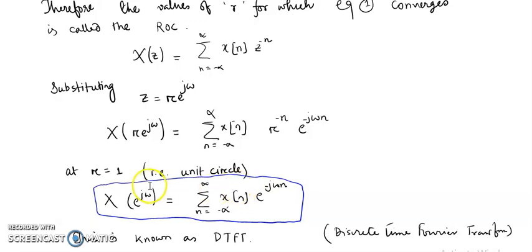Okay, so if we take r is equal to 1 in this equation, then r to the power minus n becomes 1. So we get this equation: X(e to the power j omega) equals the sum of x[n] e to the power minus j omega n. This equation is known as the discrete-time Fourier transform, and it is commonly used to find the Fourier transform of discrete signals. It is a very important equation. So we can get to this equation from the z-transform also.